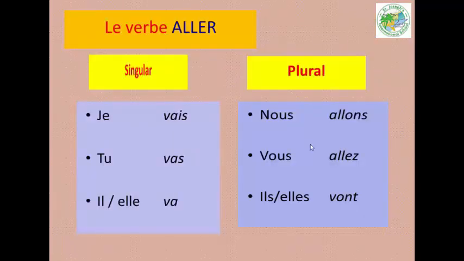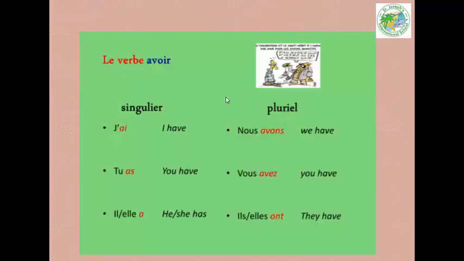Le verbe aller, singular form, je vais, tu vas, il va, elle va, nous allons, vous allez, ils vont, elles vont. OK? Third verb today, le verbe avoir, a quick revision. J'ai, tu as, il a, elle a, nous avons, vous avez, ils ont, elles ont. OK?